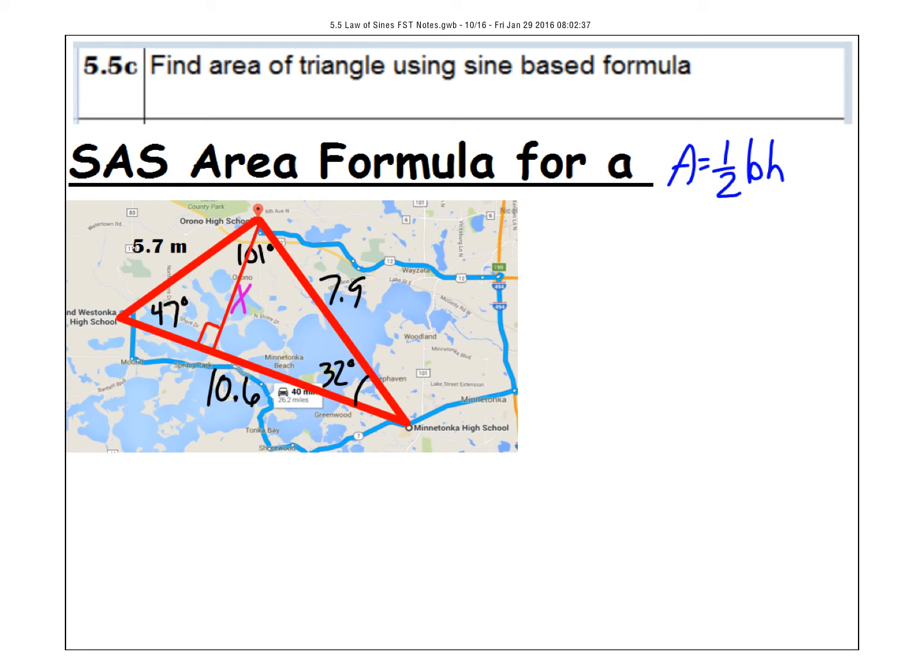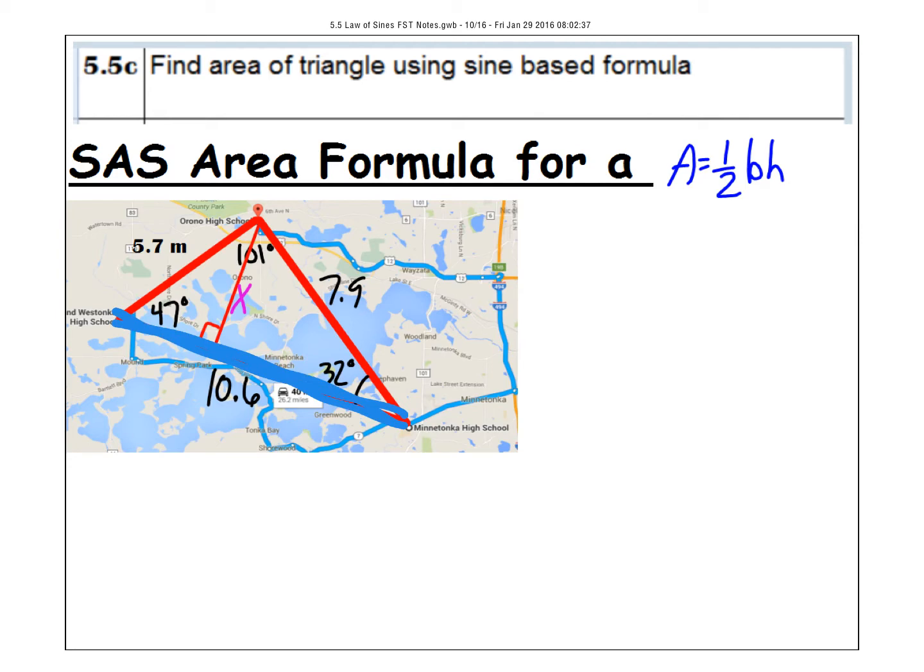Now let's talk about this SAS triangle area formula. If you were given a triangle here and asked to find the area, back from grade school you would use 1/2 base times height. The only issue with that is if you choose as your base, let's say, the 10.6, you would need the height.